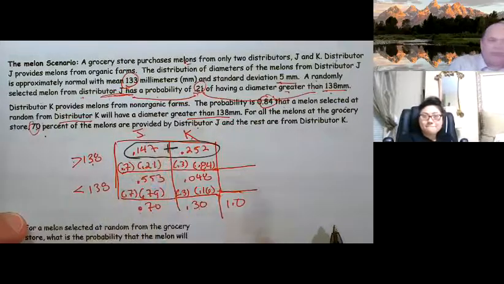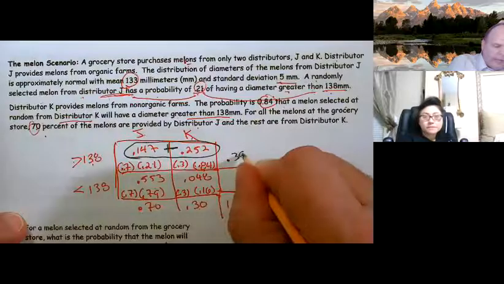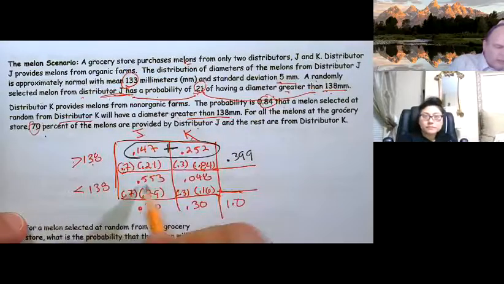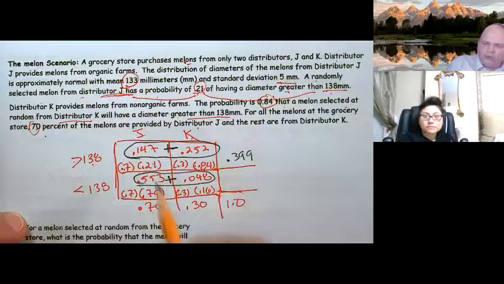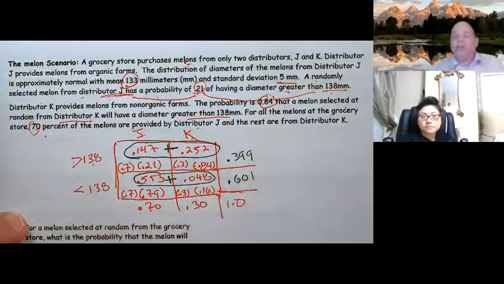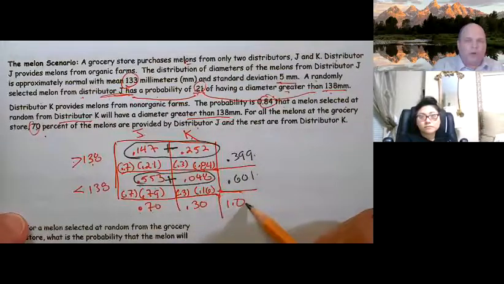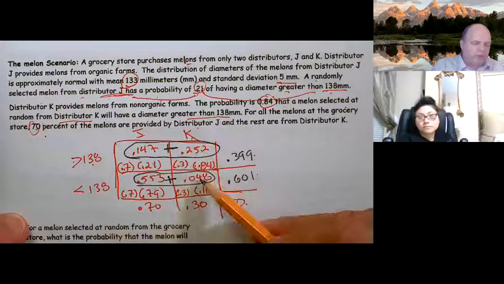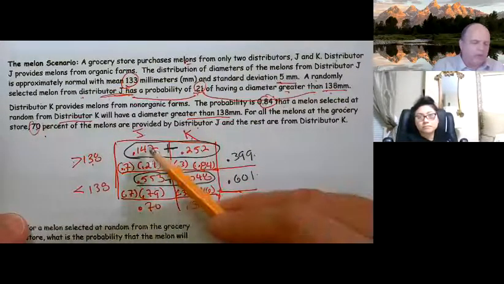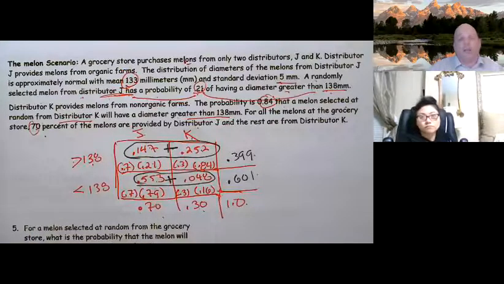Adding these two numbers together, I end up getting 0.399. Adding these two numbers together, I get 0.601. Now, if I've done everything correctly, these two numbers sum to one whole. This number plus this number sums to 0.3. This number plus this number sums to 0.7. This provides a really good check for you, all right?